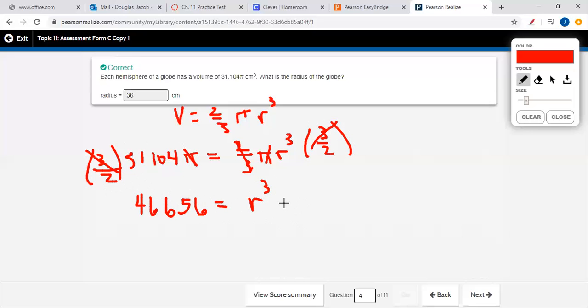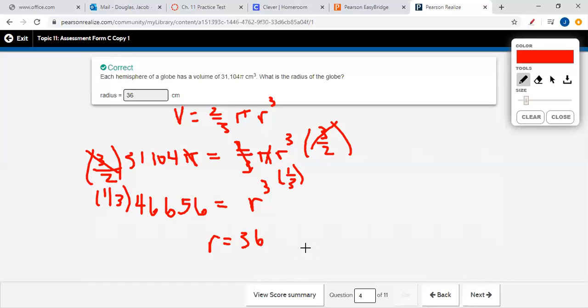So remember, how do you get rid of a cubed exponent? You're going to raise it to whatever would offset it to just the number 1. So 3 times what would give you the number 1? Well, it's 1/3. So if I raise both sides to a power of 1/3, that will give us what our radius is. So if I take 46,656 and raise it to a power of 1/3, I would get r equals 36 centimeters.